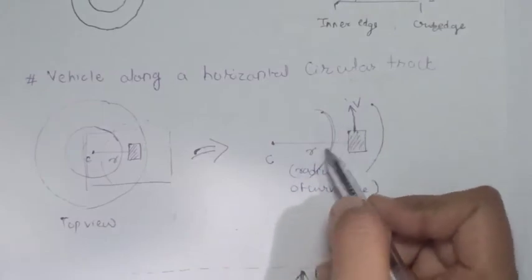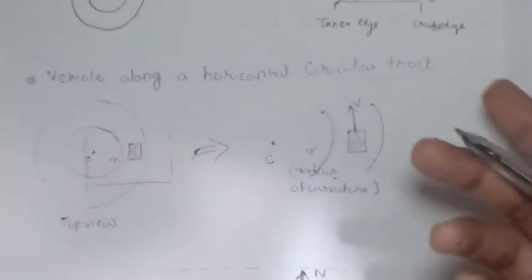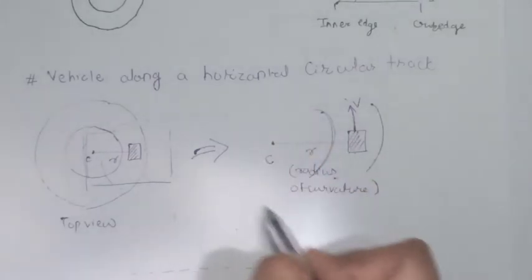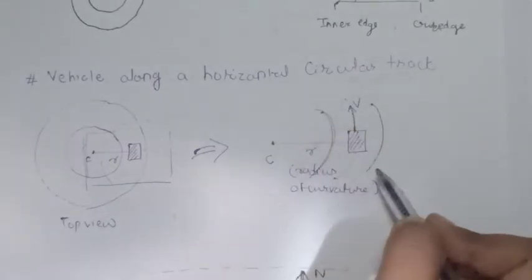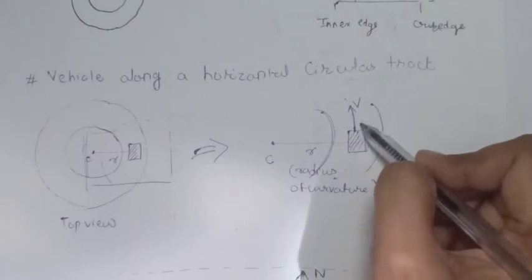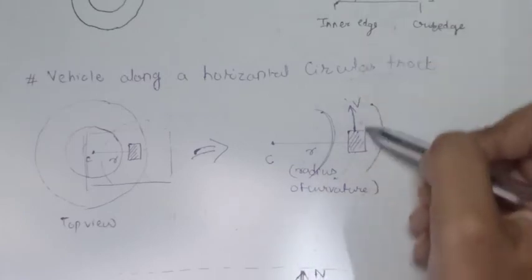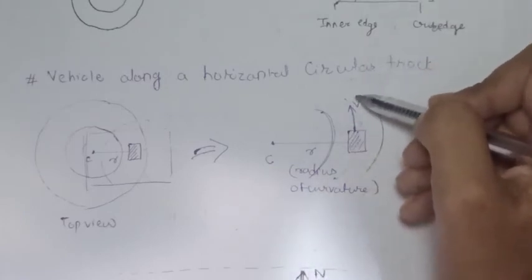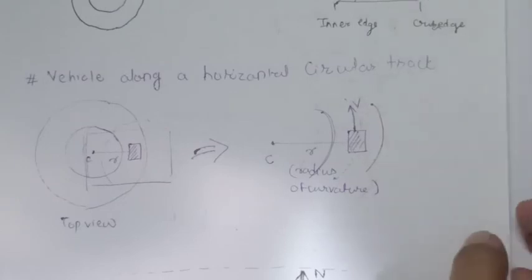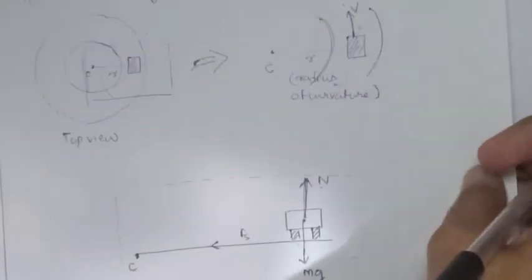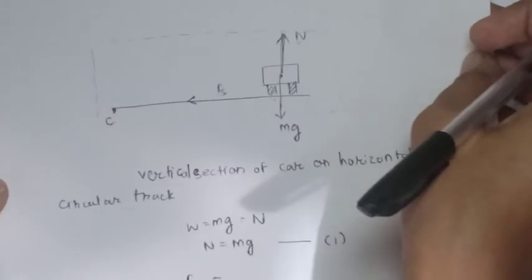Tangential. So if friction is not suitable, then instead of following a circular path, it will follow a path like this. What does it mean? It will follow a linear path, and so it will go out of the track. So this is a resultant force, which is the centripetal force.